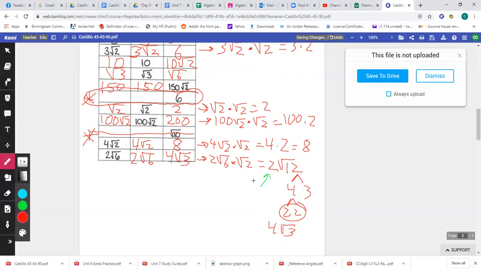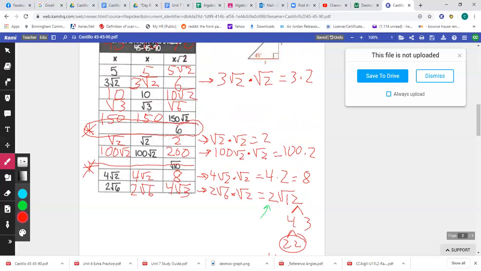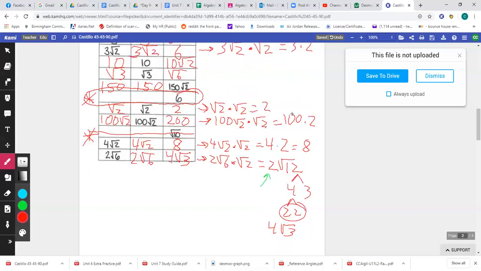So all of these problems, we've given you the leg, and you found the hypotenuse by multiplying by root 2. Okay? So leg to hypotenuse, you multiply by root 2. So if we're going to go in reverse, from hypotenuse to the leg, we're just going to do the opposite of multiplying by root 2. I'm just going to divide by root 2. Okay, so let me show you how that works.